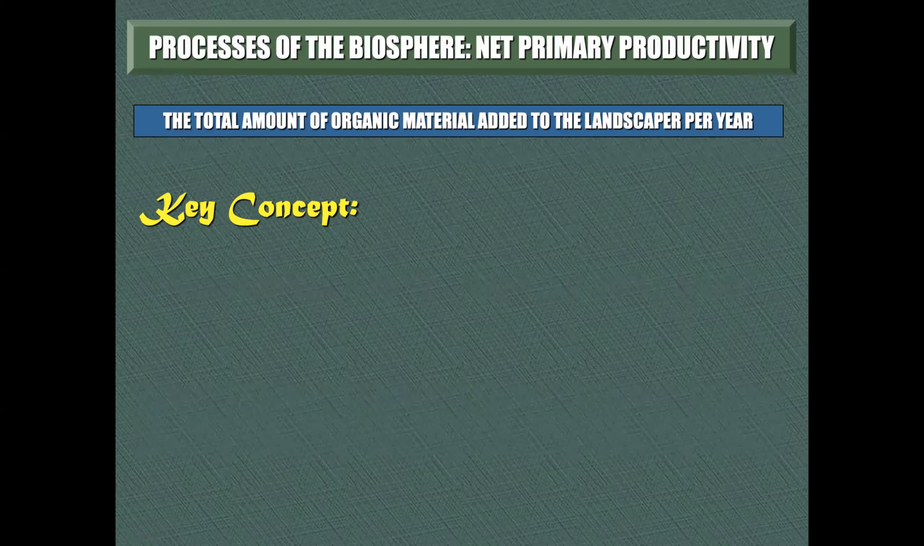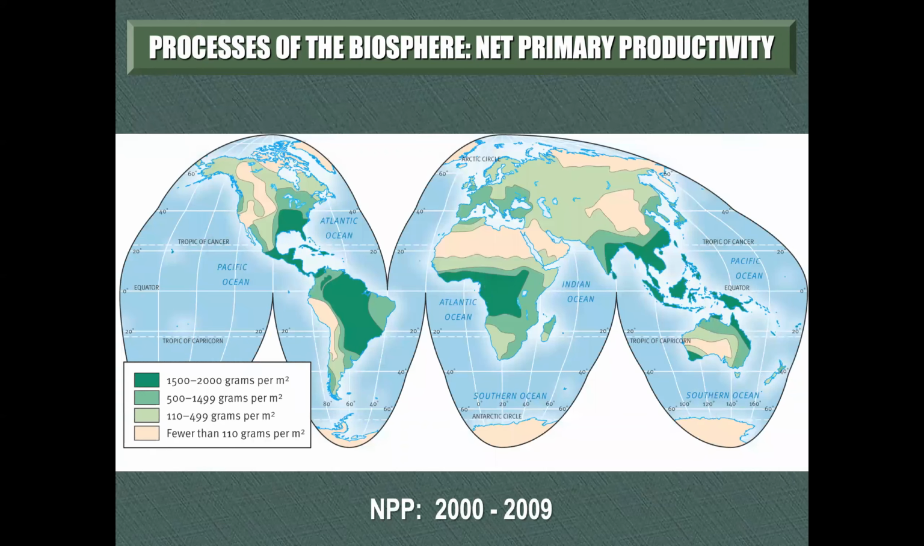Net primary productivity. It's a very key point. It's measured in kilograms of carbon per square meter per year. And you tend to find the highest values of net primary productivity in areas that are closer to the equator, in areas that are warm, and in areas that are wet. Notice how there is less net primary productivity the further north or the further south you go.